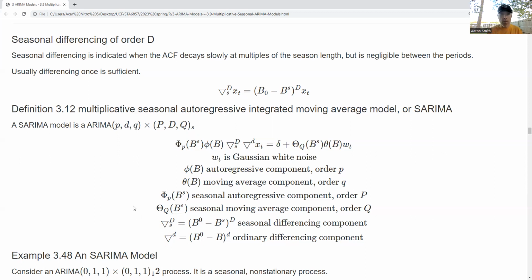Now, something to notice is that because we're forming all of the operators on our backshift operators as polynomials, the order of these actually doesn't matter. That's just an algebraic fact. The order of these two don't actually matter.